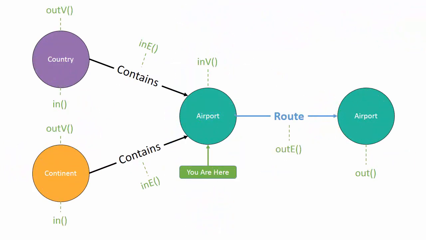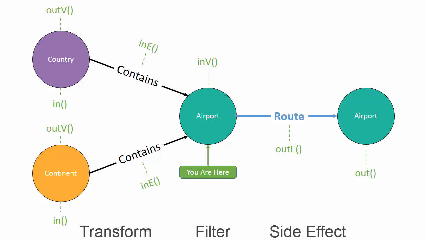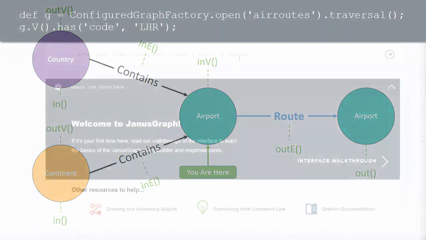Gremlin is the graph traversal language used in JanusGraph, which allows you to query, analyze, and manipulate your graph data. Gremlin contains over 40 traversal step types, but for many use cases, only the more basic steps are necessary. Steps fall into 3 categories: transform, filter, and side effect.